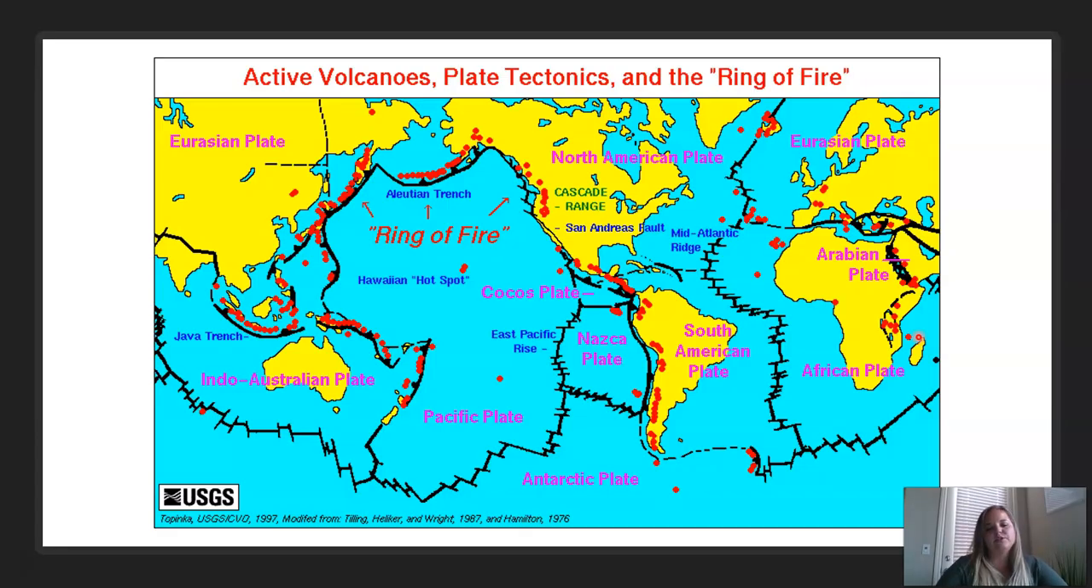Okay, so as we've learned with plate tectonics so far, wherever we see plate boundaries, we're going to see volcanoes as well. So this is the Pacific Ring of Fire, which is where most of the volcanoes on Earth are located, around the Pacific Plate. Now there are other volcanoes on different parts of the world, but most of them are congregated around this Pacific Ring of Fire.